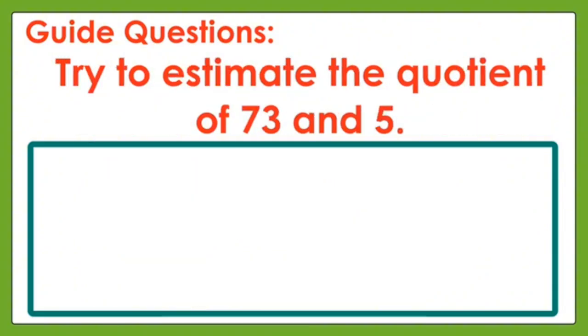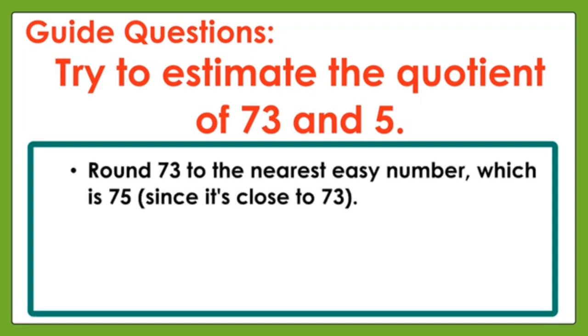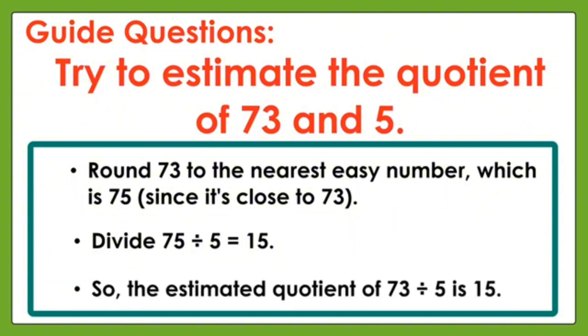Third, try to estimate the quotient of 73 and 5. First, round 73 to the nearest easy number, which is 75, since it's close to 73. Divide 75 by 5, which is equal to 15. So, the estimated quotient of 73 divided by 5 is 15.